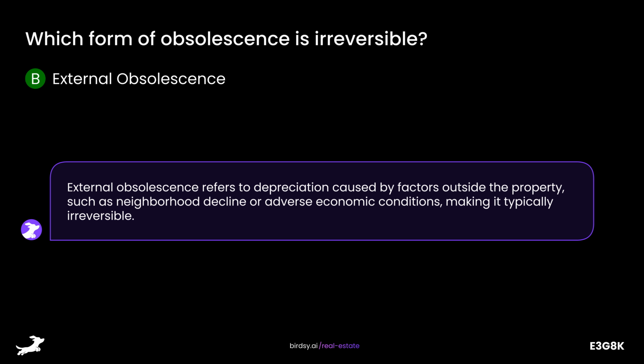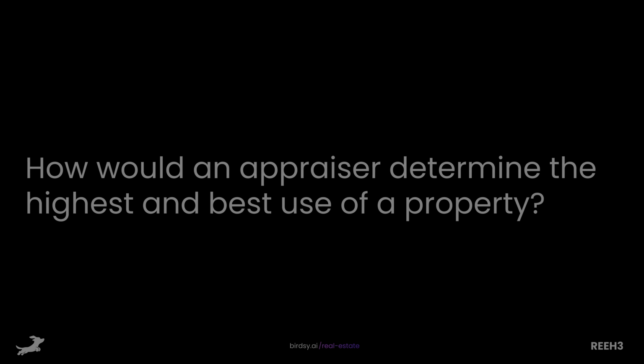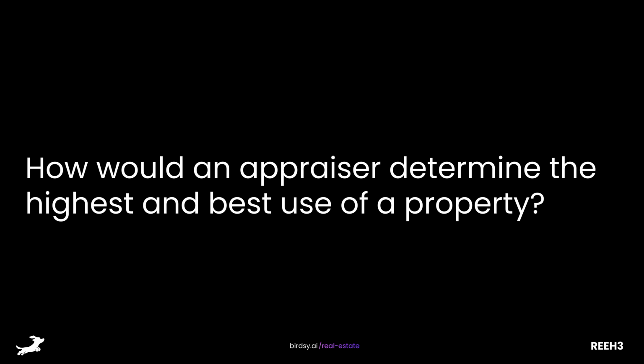External obsolescence refers to depreciation caused by factors outside the property, such as neighborhood decline or adverse economic conditions, making it typically irreversible. How would an appraiser determine the highest and best use of a property?